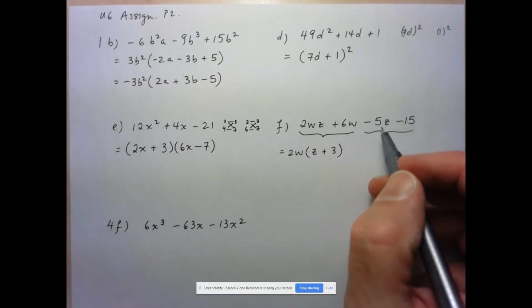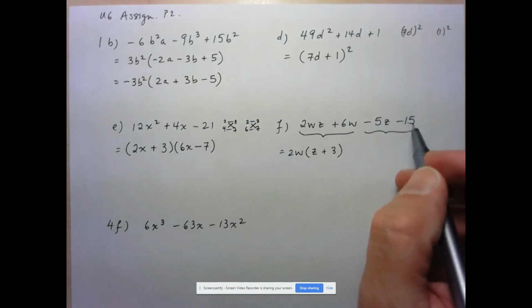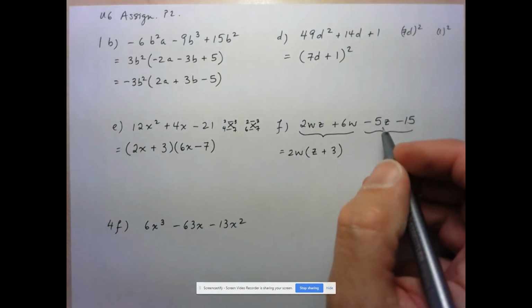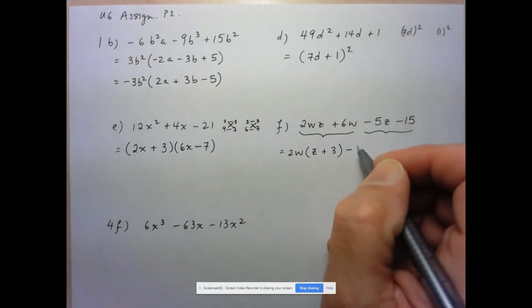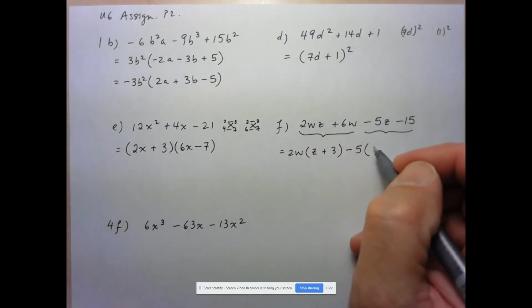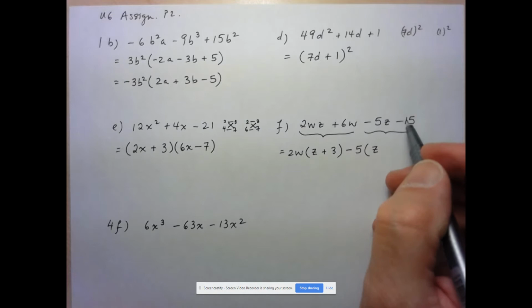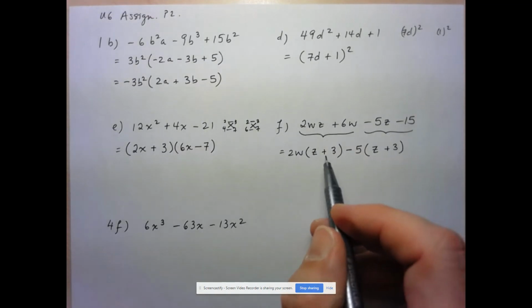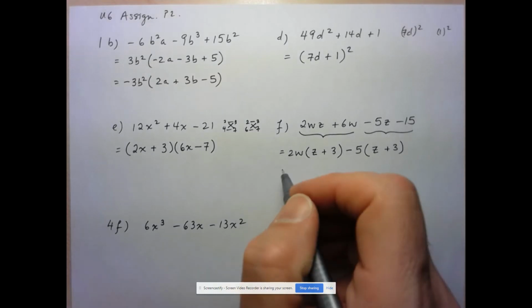So is there something I can factor out of negative 5z minus 15 to end up with z plus 3? And I see here that I can factor out not just a 5, but I'm going to factor out a negative 5. Because when I factor out a negative 5 from the first, I'm left with just the z. And here negative 15 divided by negative 5 is going to be positive 3. And so I've accomplished what I set out to accomplish. So that means this will work.